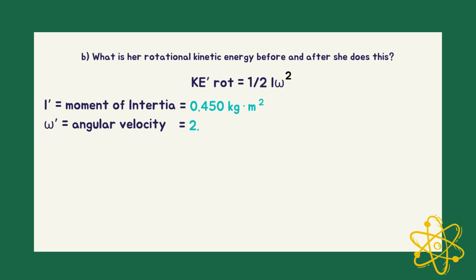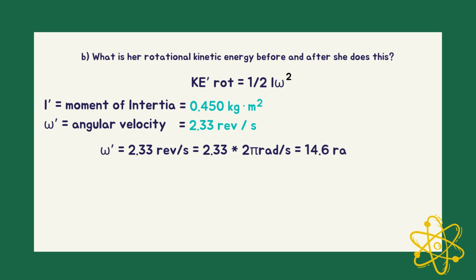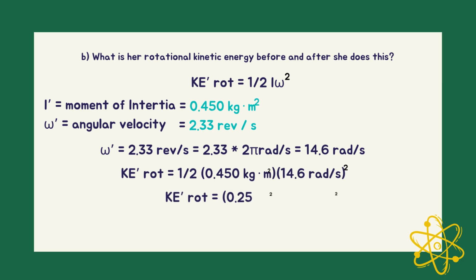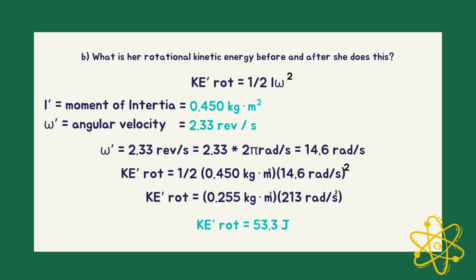Now let's determine her rotational kinetic energy once she brings her arms in. From the given information and what we determined in part A, our moment of inertia is 0.45 kilograms per meter squared, and our angular velocity is 2.33 revolutions per second. Once again, we need to convert the angular velocity to radians per second, which we do by multiplying by 2 pi radians, and we get 14.6 radians per second. We input that into the equation, simplify it down, and end up determining that her final rotational kinetic energy as she brings her arms in is 53.3 joules.